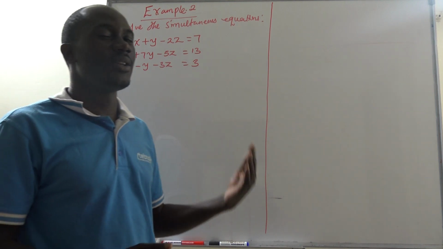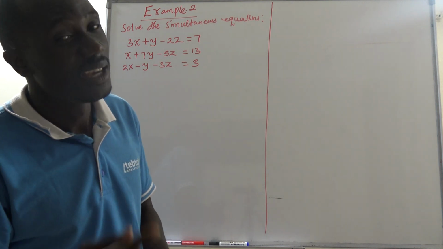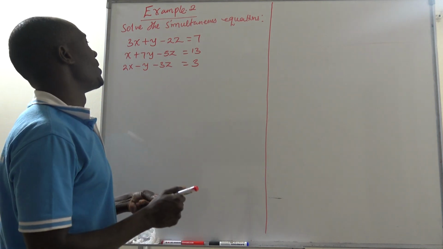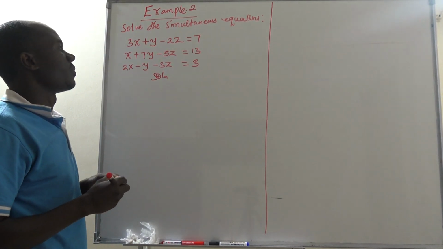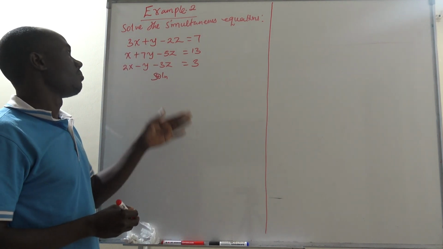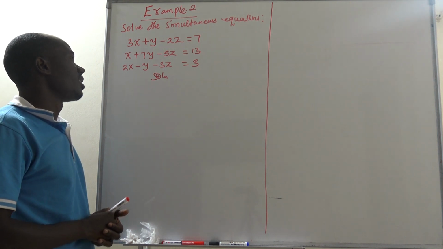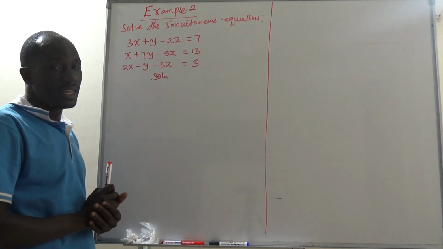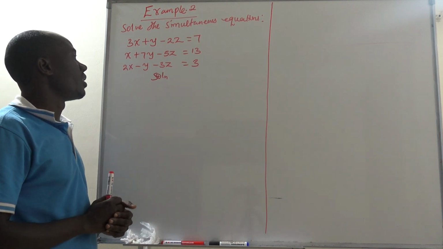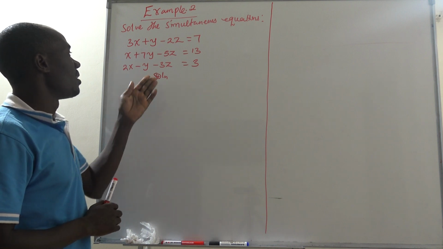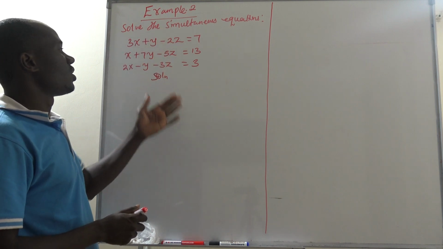So we are moving ahead with the second example, still about solving simultaneous equations, and again using the elimination method. The question goes: solve the simultaneous equations 3x + y - 2z = 7, then x + 7y - 5z = 13, then 2x - y - 3z = 3. So we are now dealing with 3 equations.